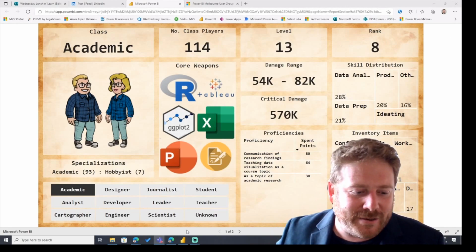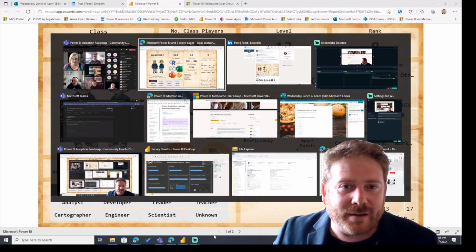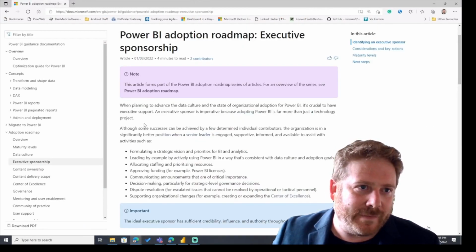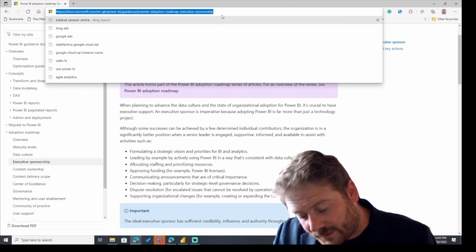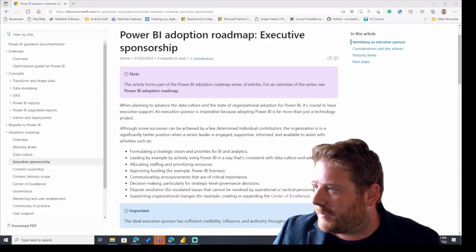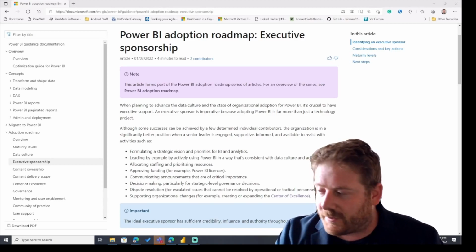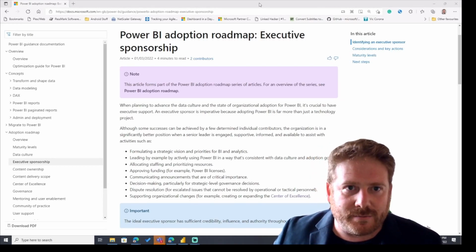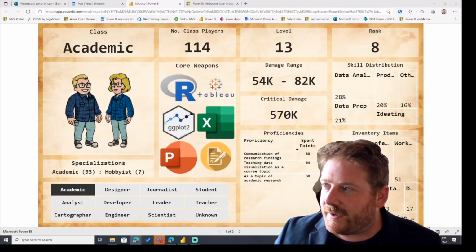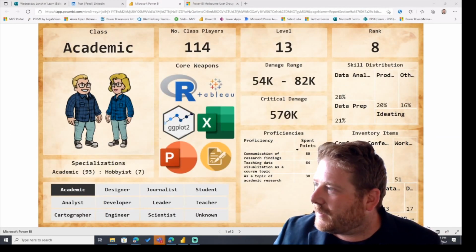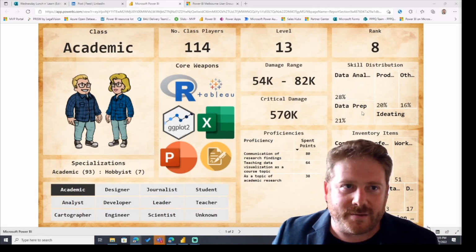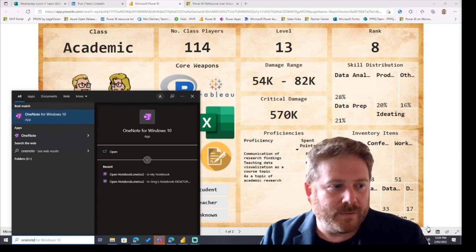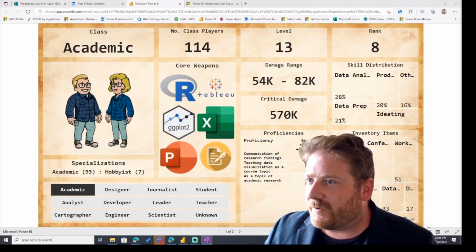Today's topic, we're still on the Power BI adoption roadmap articles. I'll post the link in the chat if you want to follow along and look at all the boring stuff. Otherwise, we'll do it the same as last week, where I'll pick out key pieces and take you through it. One thing I have to open is OneNote so that I can do my whiteboarding.